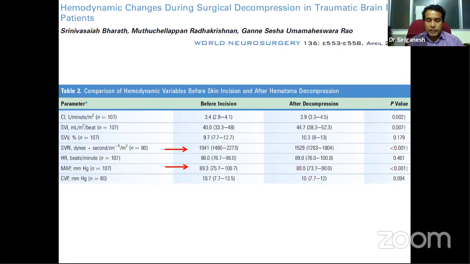However, after surgical decompression, there is a rapid and instantaneous decrease in the ICP, which leads to a decrease in systemic vascular resistance and reduction in the blood pressure. This is a common phenomenon. The higher the ICP, the more the blood pressure changes that you will witness during surgery.